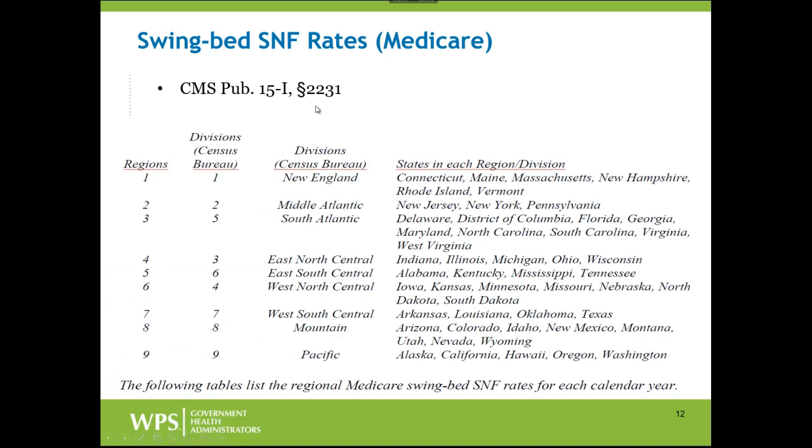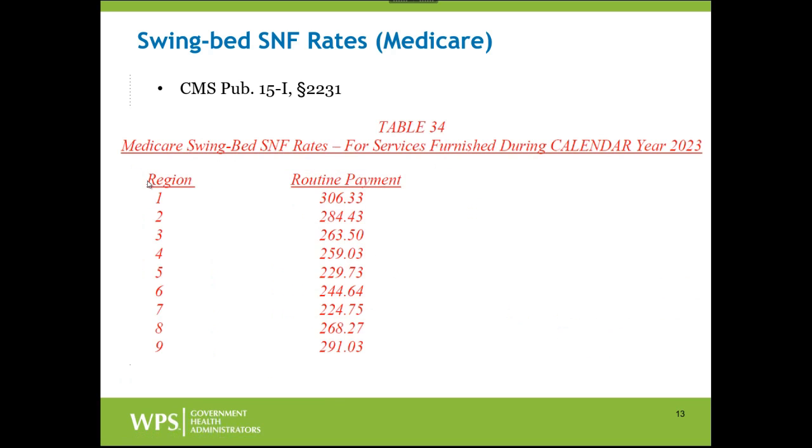Now, if you continue on in section 2231, you'll see the breakout of the different regions, and you need to know what state you're in and what region that corresponds to determine what Medicare rate to pull in. When you continue on down that section 2231 on the CMS website, you'll see each year, and it starts with a really early year. You have to scroll all the way to the bottom to get the latest year.